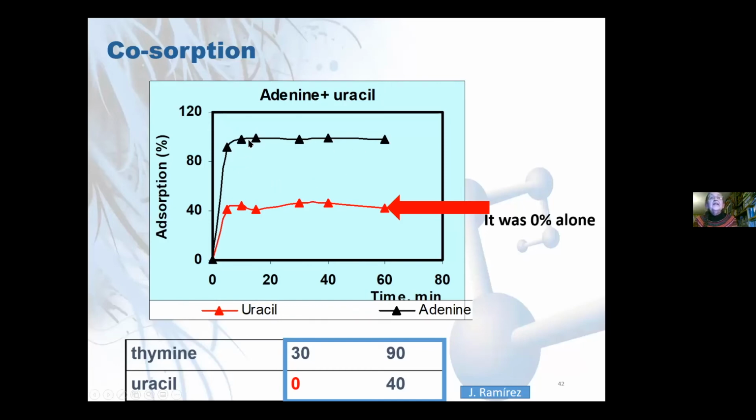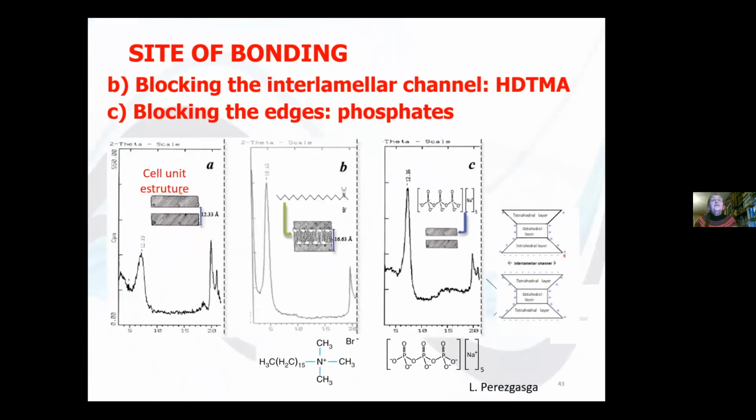If you see, adenine is absorbed at the same percentage as when it was alone, but uracil, which was not absorbed, is now around 45% absorbed. So this means that with the coabsorption, some molecules that by themselves are not absorbed can stay in the clay. The site of binding is also important, and we took two strategies to see in which place of the clay the molecules were bound.